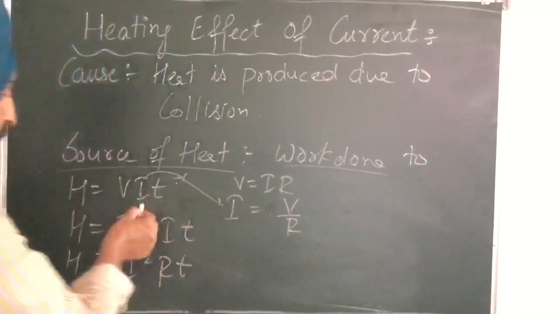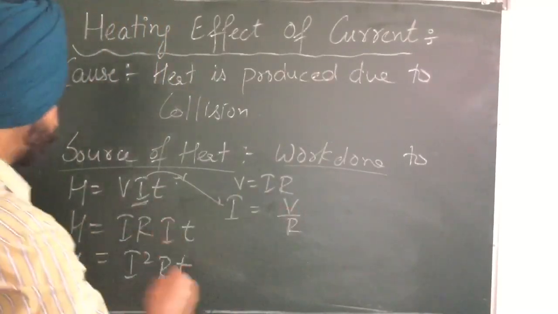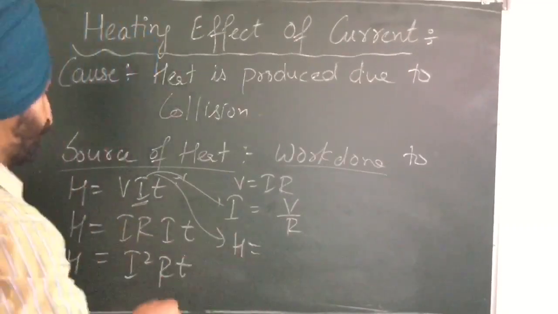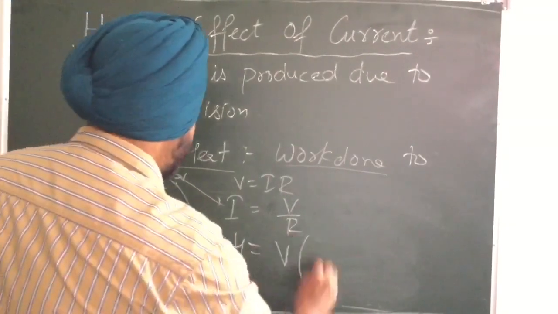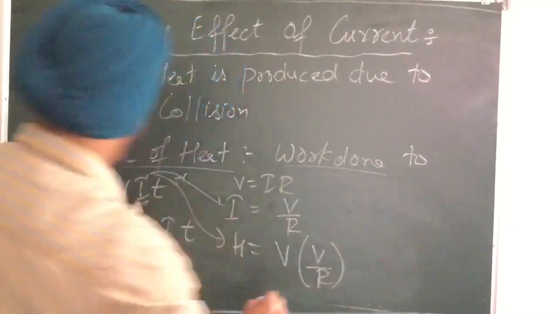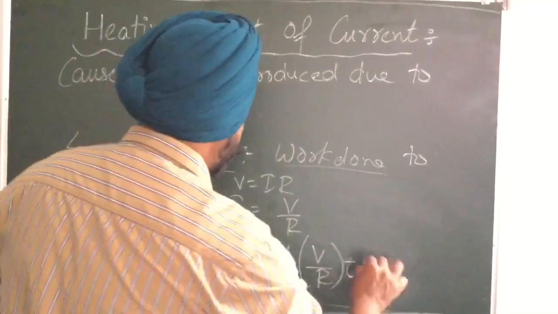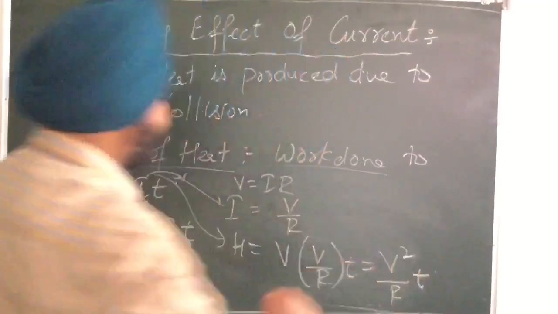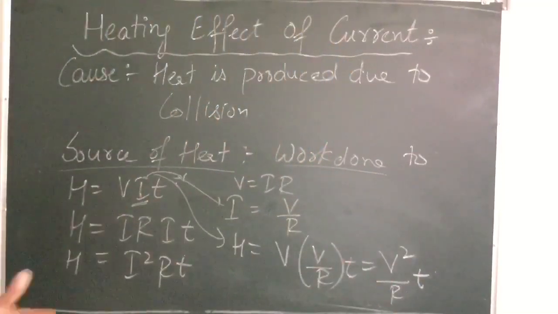So if I replace the value of I here with V by R, what will be the formula for heat? Another formula for heat will be V by R in place of current, into T. So it would be V square by R into T. In this way we can get a number of formulas.